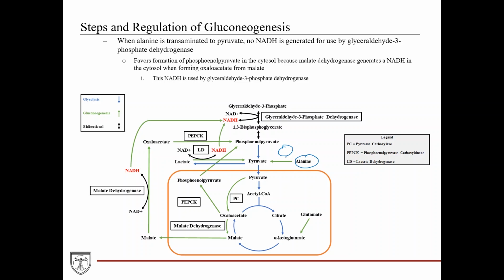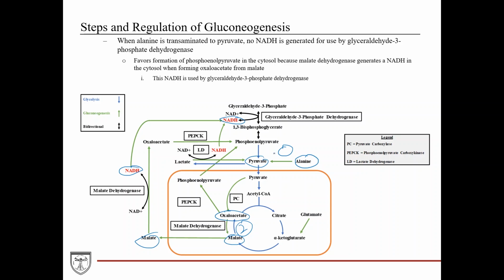On the flip side, when you use alanine, you don't generate any NADH like you do when you use lactate. So alanine gets converted into pyruvate, comes down here in the mitochondria, gets converted into oxaloacetate, and instead of going down route number 1, it's going to go down route number 2 to form malate. Malate gets exported out, gets converted back to oxaloacetate, which also generates an NADH in the process, and then oxaloacetate is converted into phosphoenolpyruvate by PEPCK, and this NADH that was produced by malate dehydrogenase is then used by glyceraldehyde 3-phosphate dehydrogenase. And so as you can see here, it matters where your starting product is.